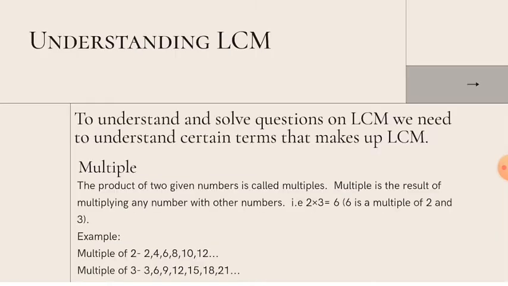To understand and solve questions on LCM, we need to understand certain terms that make up LCM. Multiple. The product of two given numbers is called multiples. Multiples are the result of multiplying any number with other numbers. That is, when we have 2 multiplied by 3 equals 6, 6 is a multiple of 2 and 3, because 2 and 3 can divide 6 without remainder. So 6 is a multiple of 2 and 3.